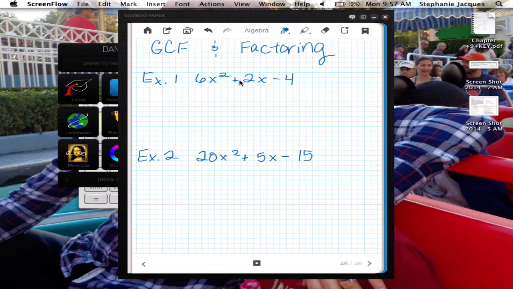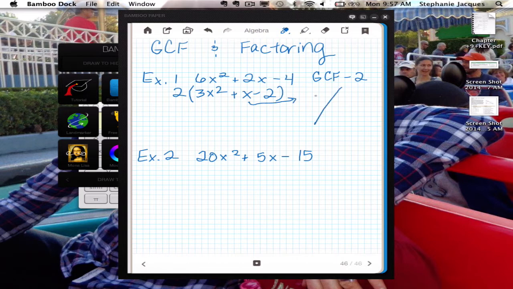So we have 6x squared plus 2x minus 4. Ask yourself, what's the GCF of all three of those terms? What's the greatest common factor of those? It looks like we could pull a 2 out of all of those. So I'm going to pull a 2 out. So I get 2, and then I get 3x squared plus x minus 2. Because I asked myself, 2 times what gives me this? 3. 2 times what gives me this? 1. And 2 times what gives me this? Negative 2. Now I take this and I put it in my magic x.